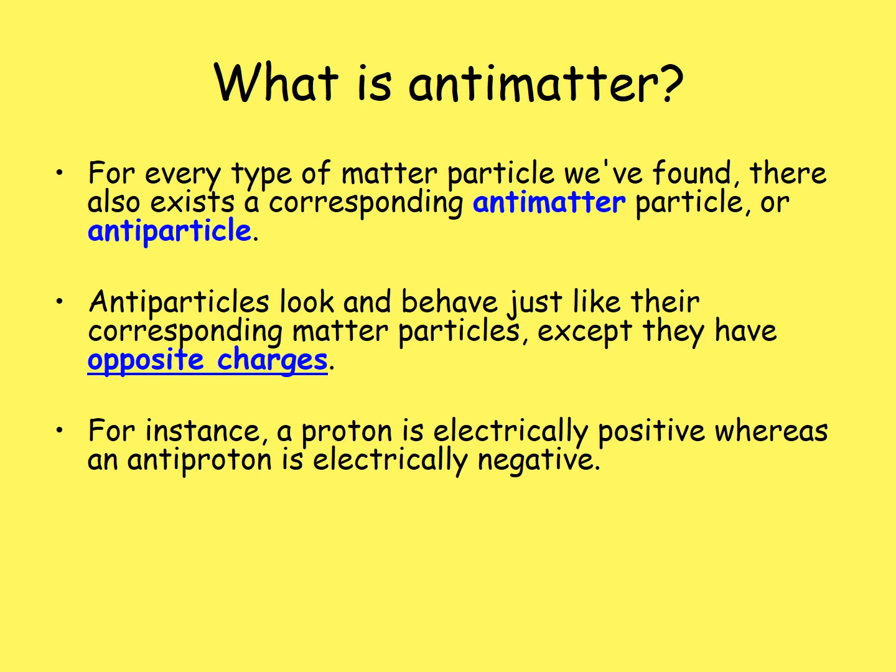For example, a proton is electrically positive, as we mentioned earlier on. However, an antiproton is electrically negative. Another example is an electron is electrically negative, but a positron is electrically positive.